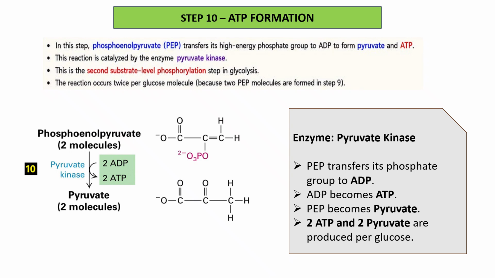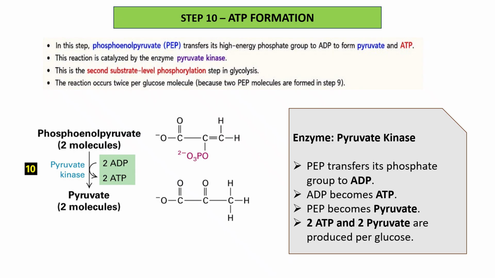Step 10. Formation of pyruvate and ATP. The 10th and final step of glycolysis is the conversion of phosphoenol pyruvate into pyruvate. This reaction is catalyzed by the enzyme pyruvate kinase. PEP is a high-energy 3-carbon compound formed in step 9. In this step, PEP transfers its high-energy phosphate group directly to ADP, resulting in the formation of ATP. The remaining 3-carbon molecule is converted into pyruvate.